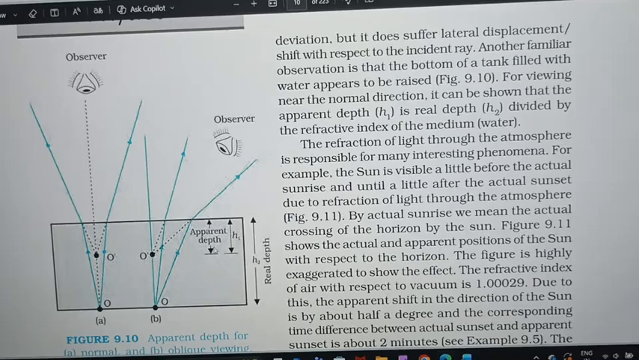There is one formula to calculate apparent depth, that is real depth divided by the refractive index of the medium. Here real depth is H2. Refractive index will be the refractive index of the water. You can get your apparent depth.